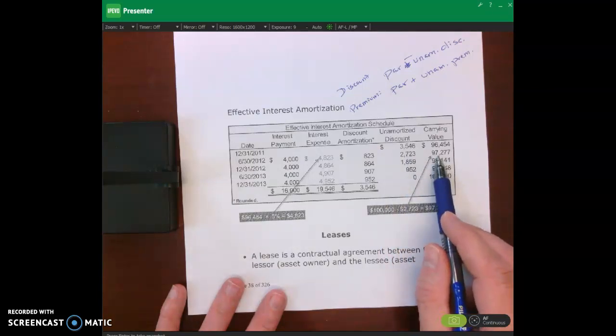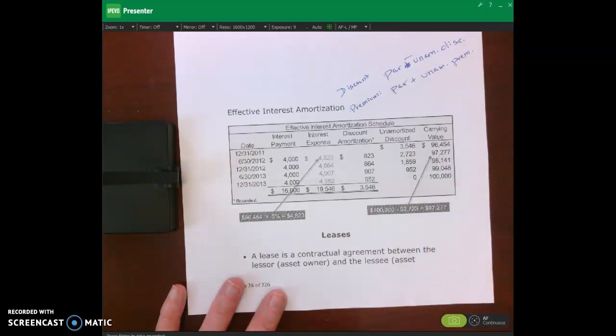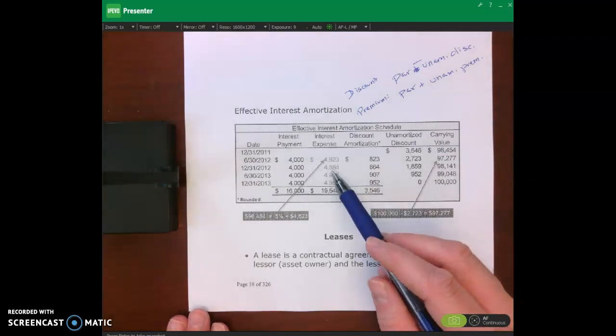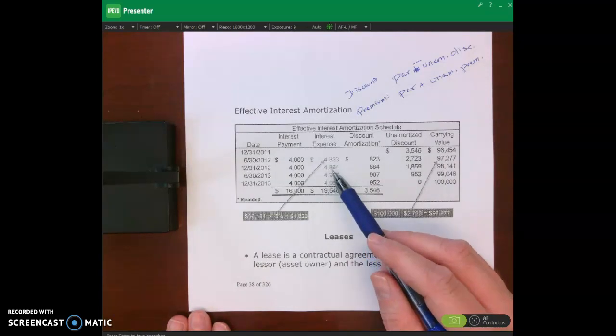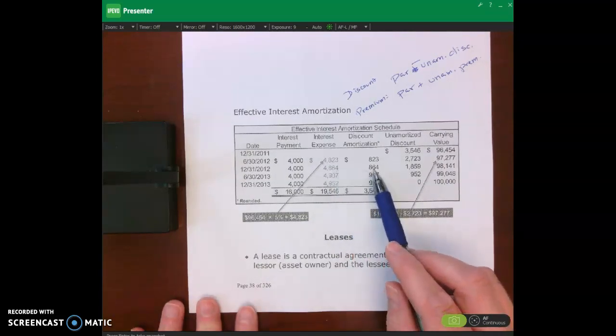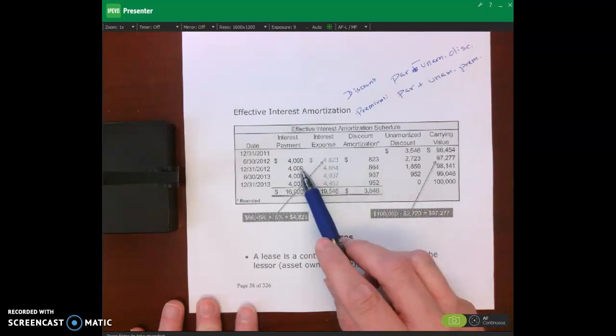Then what we do the next accounting period is we multiply that 97,277 times the 0.05, and then that gives us that 4,864 right over here. This would be our debit to bond interest expense, credit to the discount, credit to cash.